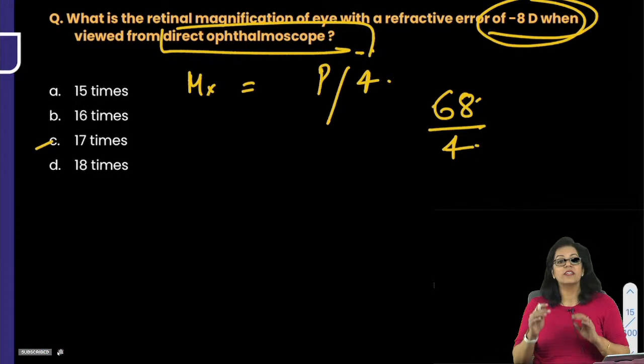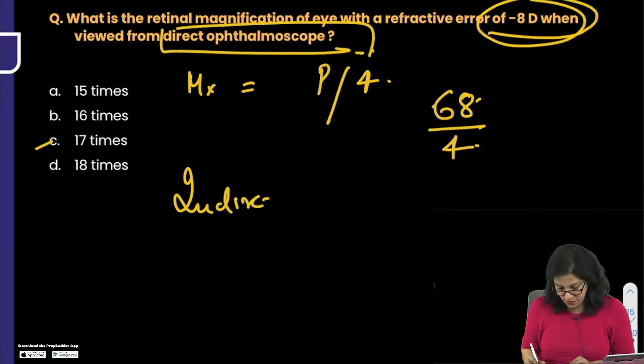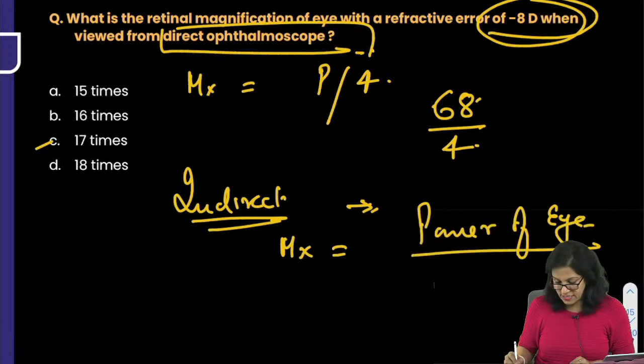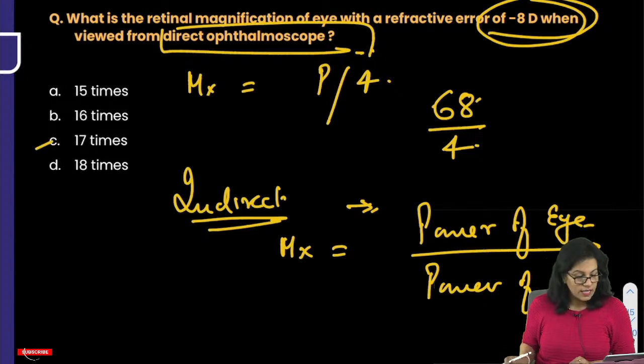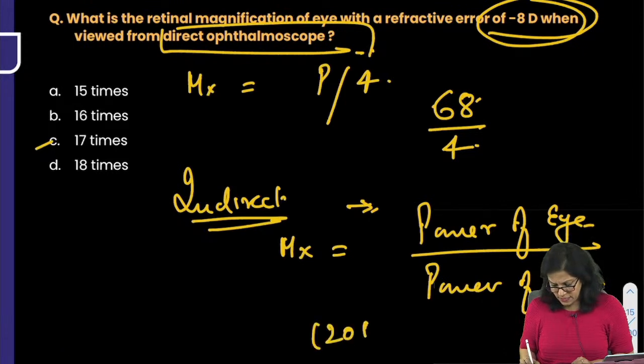Okay, now we will also learn about one more thing. How do you calculate the magnification of indirect ophthalmoscope? All of you should also know this. The magnification for indirect is power of eye upon power of lens. Power of eye you will decide according to whatever refractive error is mentioned, upon power of lens. And what is the power of lens? It is mentioned in the question only, and majority of the times it is 20 diopters.